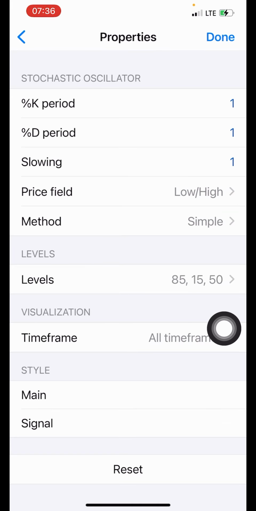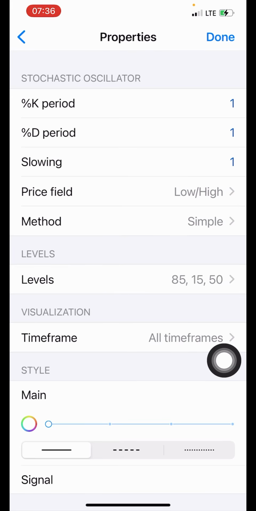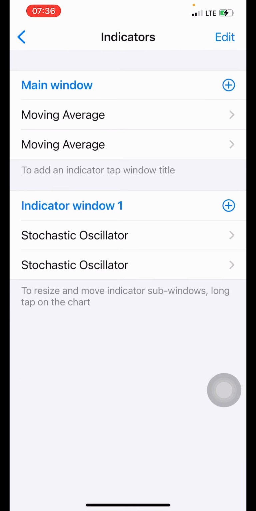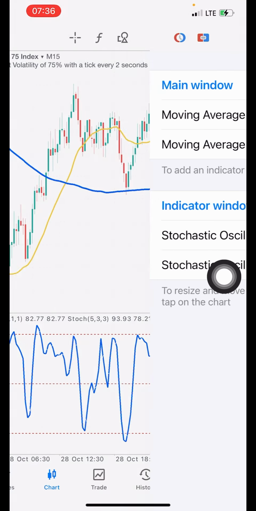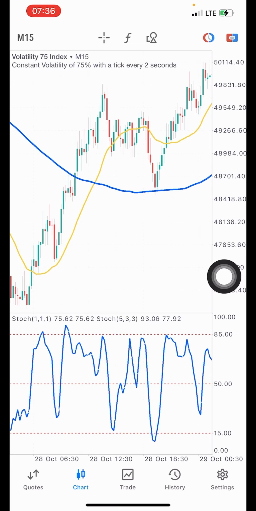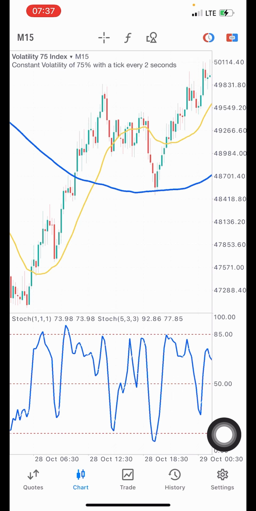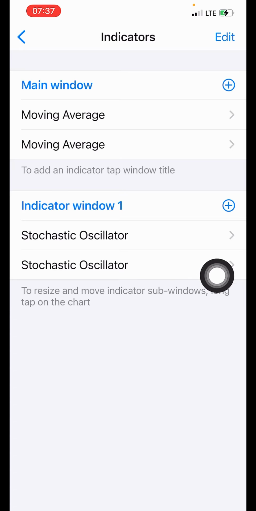So the time frame is all time frame. Under the style here, the main, you make it the color of your background, 1 pixel. The signal, you do the same thing, then you click on done. The last one here is still a stochastic oscillator. Now if you add the first stochastic oscillator, you are going to have these 3 lines here, this 85 line, the 50 line, and the 15 line here. So that's what the first stochastic oscillator is for.